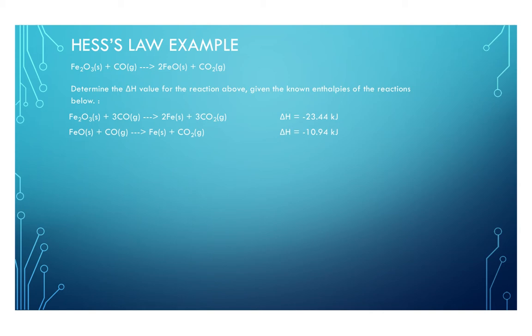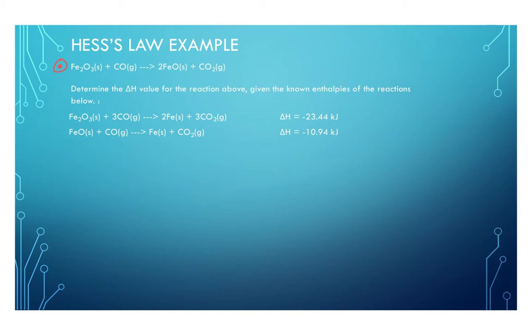So let me show you this in an example, and you can go ahead and do this along with me in your notes. All right, so Hess's law. It says, determine the delta H value for the reaction above, given the known enthalpies of the reactions below. On the top here, we have our target reaction. On the bottom here, we have our known reactions.